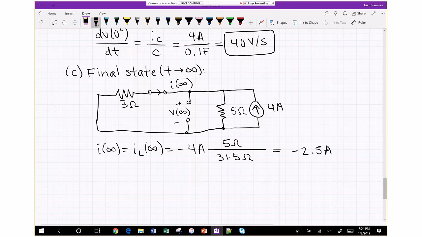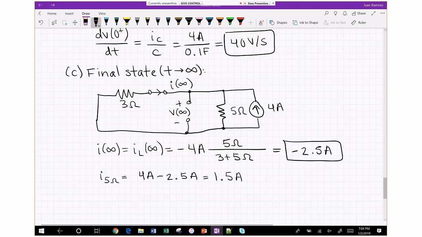How about capacitor voltage? Well, now that you know the current through the 3 ohm, by KCL, you're going to know the current through the 5 ohm, right? So let's say I5 ohm is equal to the 4 amps minus, I have negative 2.5 amps, but the polarities are going the opposite way. So if I flip the polarity of the inductor current, it would be 2.5 amps. So it's 4 amps minus 2.5 is equal to 1.5.